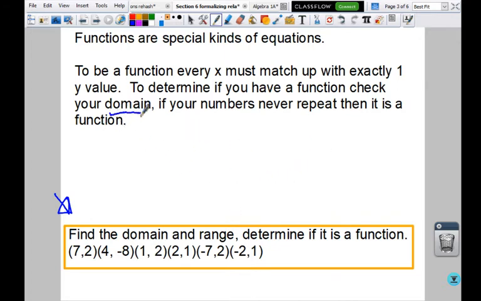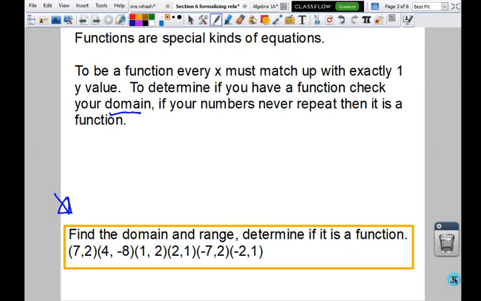So look at your domain. If in your domain, your x's never repeat, then it's a function. So look at your x's in your list. They repeat. That's not a function. Because which number is it? Smaller than these. Two. So it's not a function. So if they never repeat, it is a function. If they do repeat, it's not a function. It's kind of like a flip-flop type of thing. If your x's don't repeat, then it's a function. If they do repeat, it is not a function.